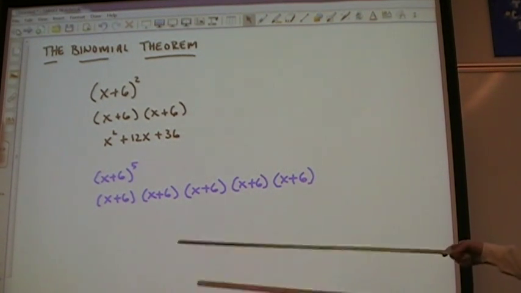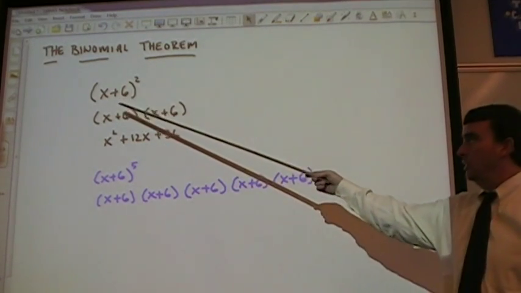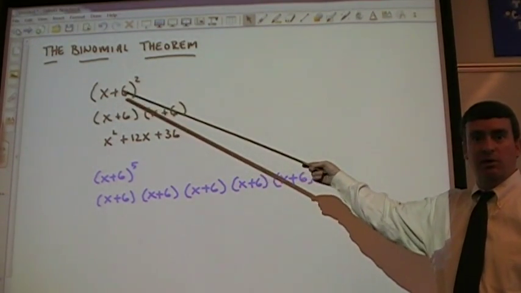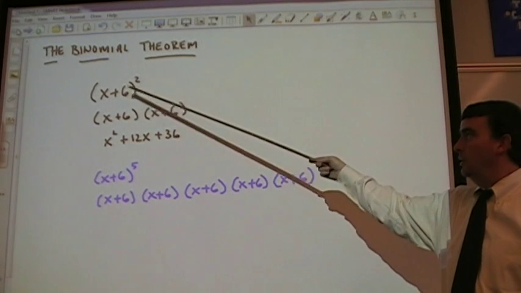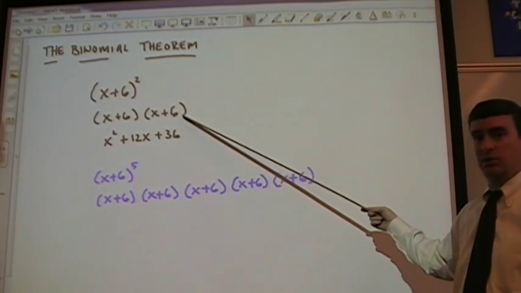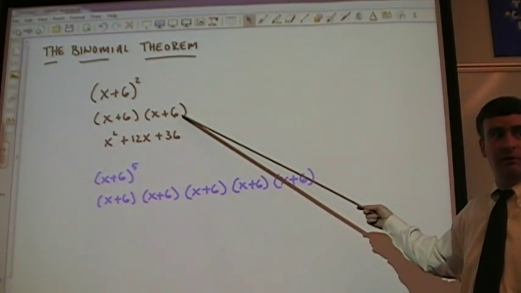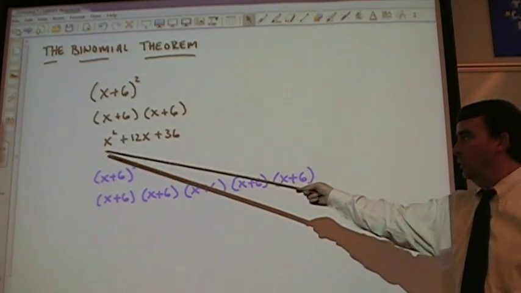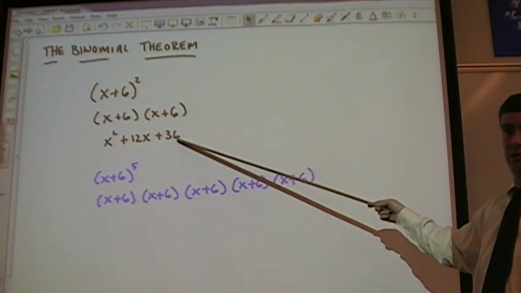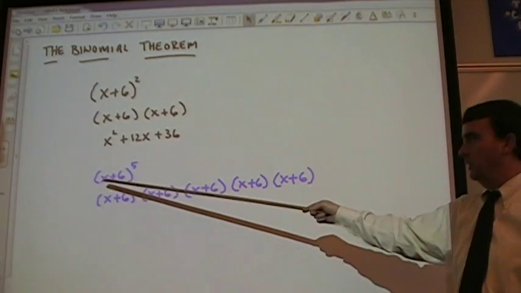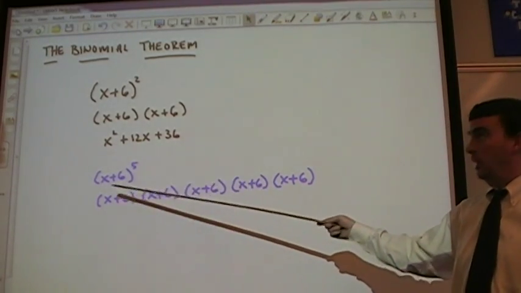What we're going to use it for is to expand binomials. If we had a binomial, x plus 6 squared, you could write it out as x plus 6 times x plus 6 and use what method from there? FOIL. And you end up with x squared plus 12x plus 36. But what if you had something like x plus 6 to the 5th? And you did the same thing.